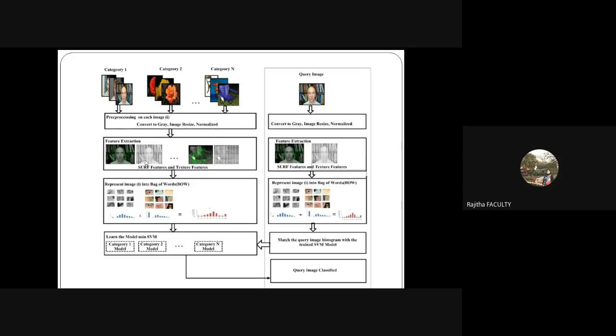You have here many P cross Q features. Those P cross Q features we have represented as 1 cross X or 1 cross T using bag of words representation. Now for one image we have one row feature vector. Once that is done, I'm training it with a support vector machine, which is an ML technique.